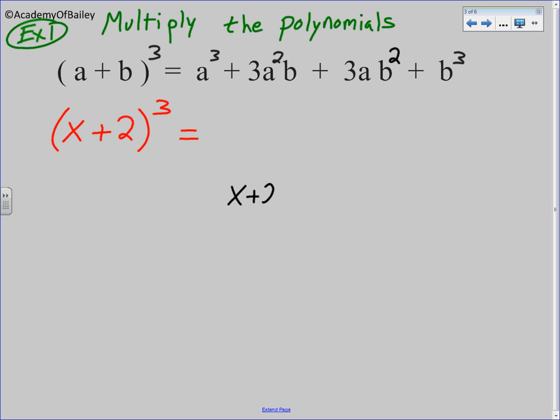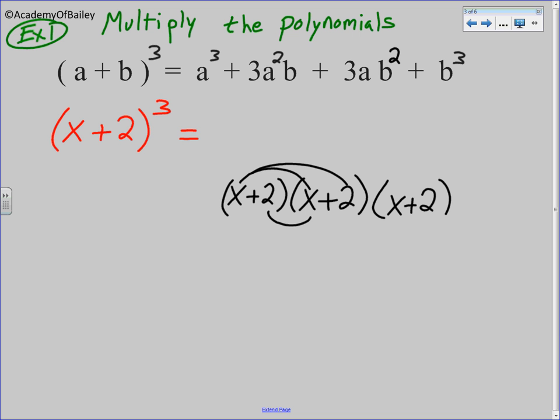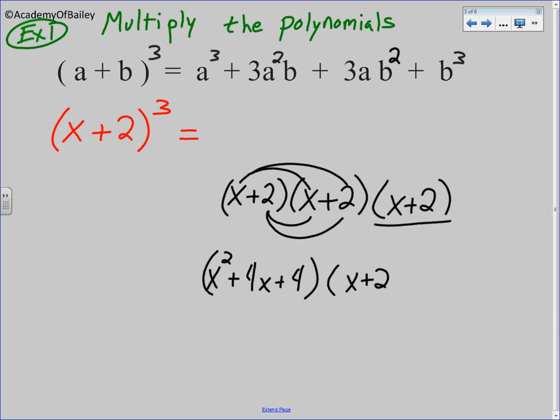Here's essentially what you are doing. Watch this part. You don't have to write this down. Okay, so we've cubed a binomial. We're multiplying it by itself 3 times. So the first step in doing this is to multiply the first 2 binomials together. And when you do that, you're going to get x squared plus 4x plus 4. And then drop this binomial down to get x plus 2.